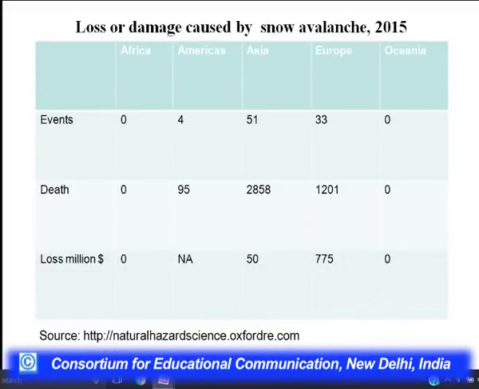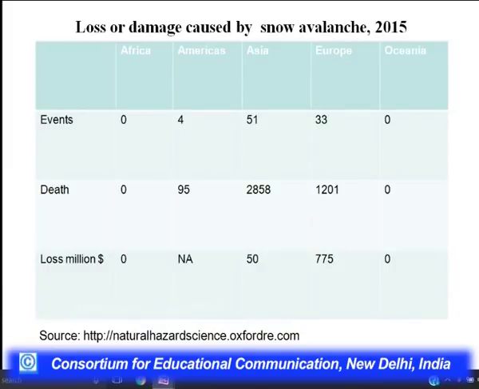Now here you can see some of the important data I am putting from all over the world, and you can see the loss and damage caused by snow avalanches in 2015. In the Asia region 2,858 deaths occurred, followed by Europe with 1,201 deaths. In terms of loss in million dollars, Europe had 775 million, and in Asia, probably due to the low economic condition, particularly per capita income, we have less loss, particularly in the billions.